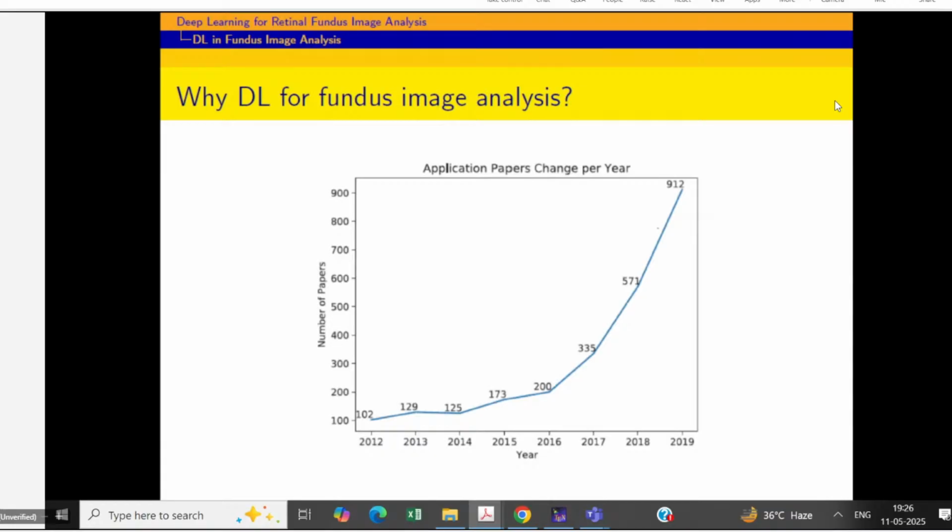And if you look at one particular graph which I have taken from one paper, it shows the number of papers published up to 2019, right? So from 2012 to 2019, if you look at the graph, the number of papers published in the field of fundus image analysis is growing exponentially. In 2019, 912 papers were published using deep learning algorithms for fundus image analysis, basically. So that means it's really exponential.